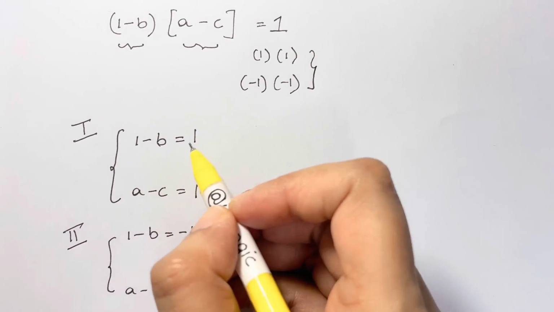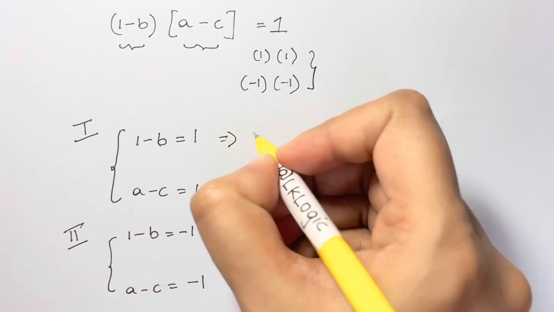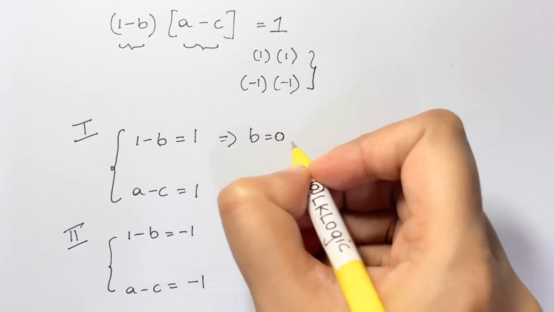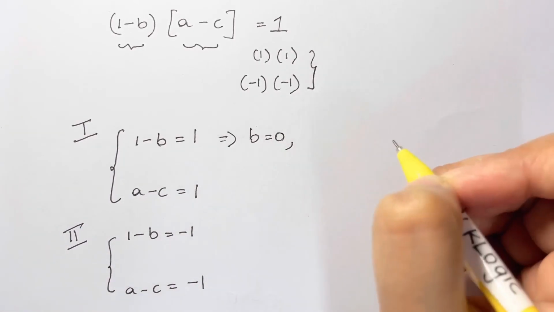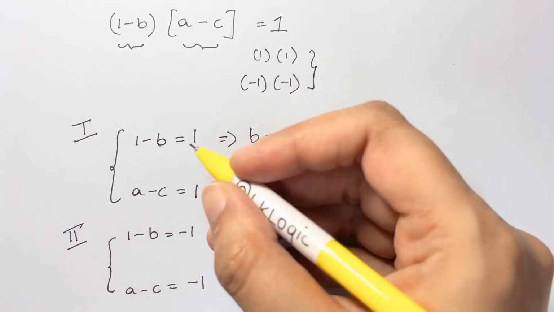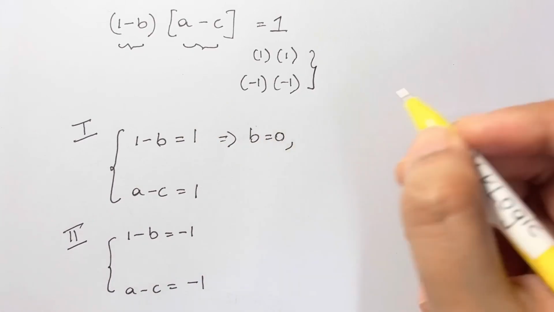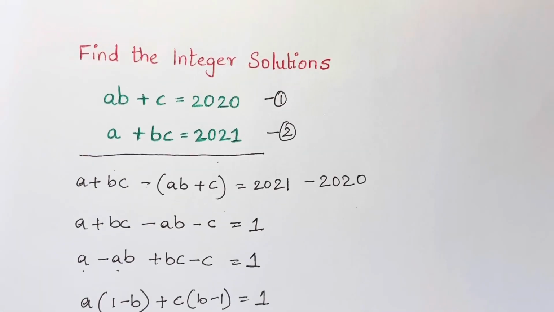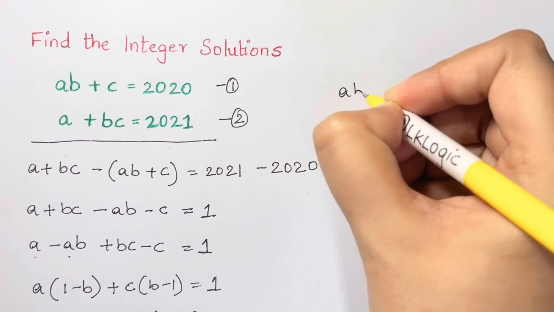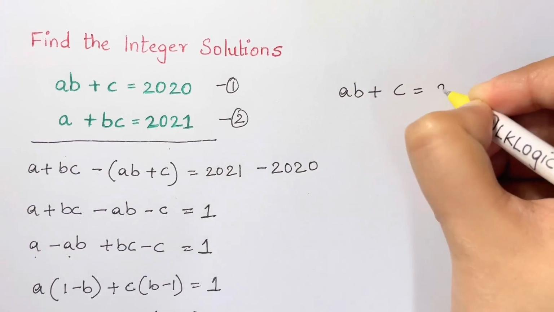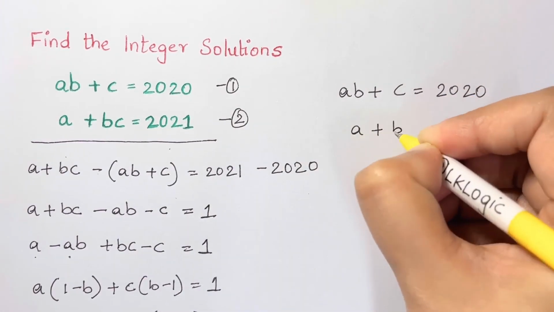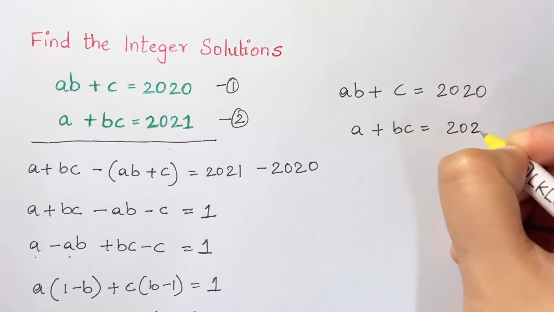1 minus B is equal to 1. So what do we have? B is equal to 0. And what will be the values of A and C? So for that we need to substitute back the value of B in the equations. Substitute back the value of B in this equation. So let's write it down. AB plus C is equal to 2020 and A plus BC is equal to 2021.